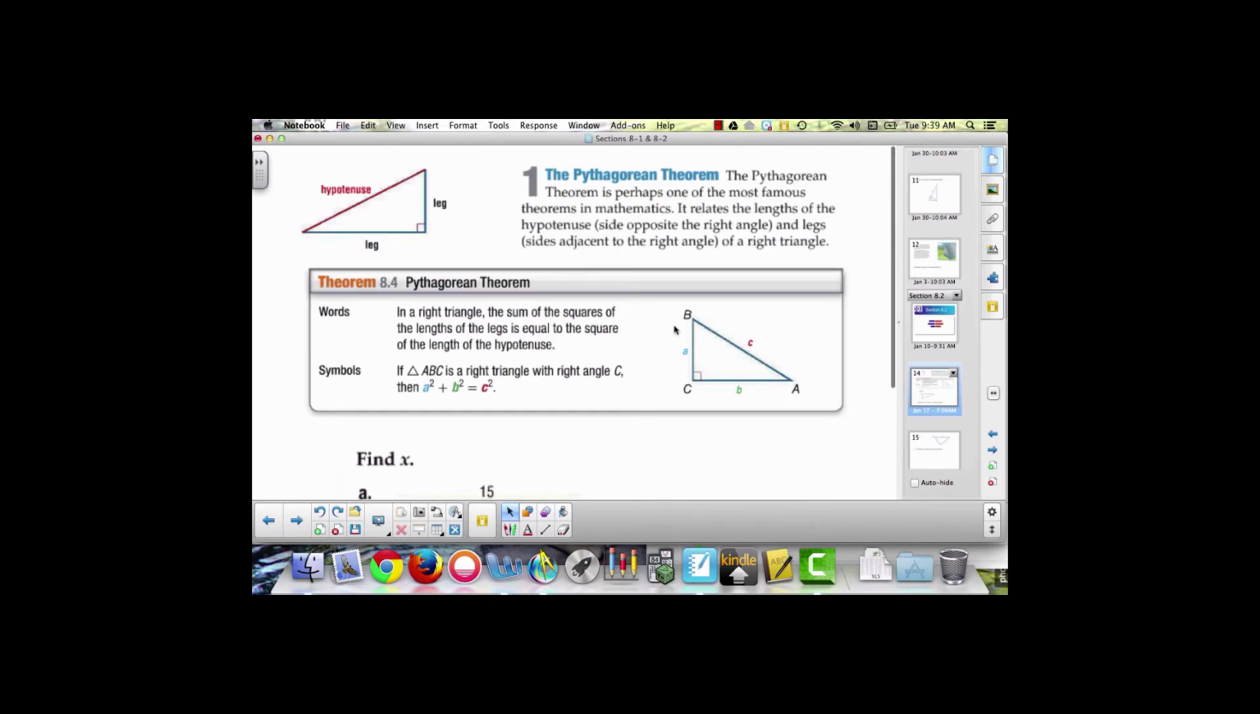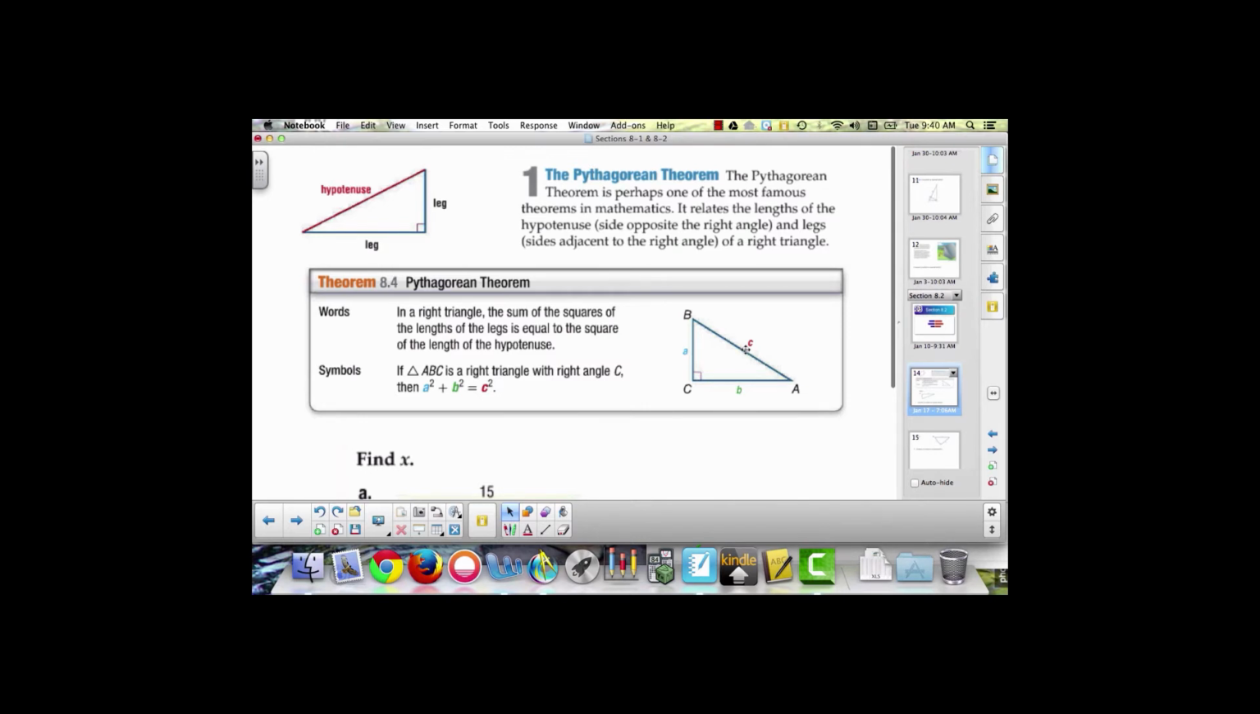Alright, now we're going to talk about the Pythagorean theorem. We talked about the Pythagorean theorem a little bit when we looked at the distance formula in Chapter 3. Remember, the Pythagorean theorem only works for right triangles. So notice the parts of right triangles, legs and hypotenuse, are in the wording of the Pythagorean theorem. The Pythagorean theorem says that the sum of the squares of the lengths of the legs, a and b, is equal to the square of the length of the hypotenuse, c.